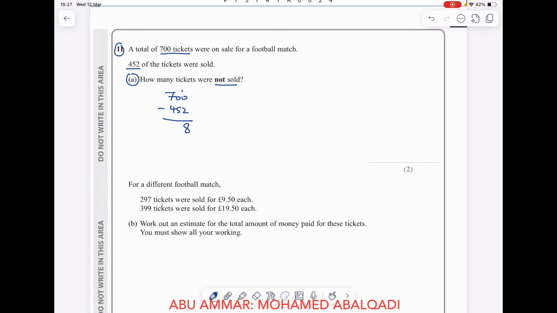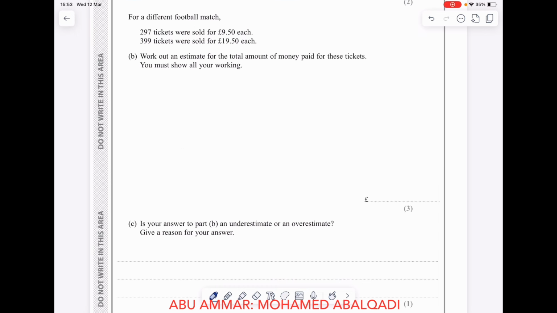10 minus 2 is 8. This will be 9. 9 minus 5 is 4. And this will be 6. 6 minus 4 is 2. So a total of 248 tickets were not sold.